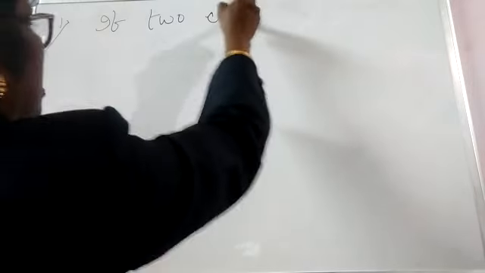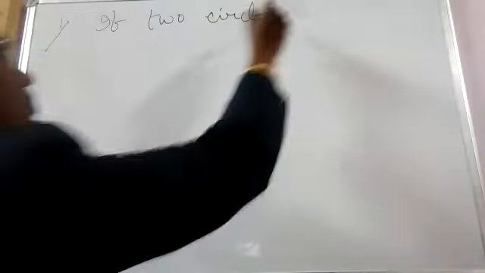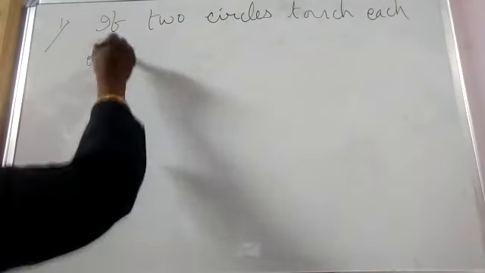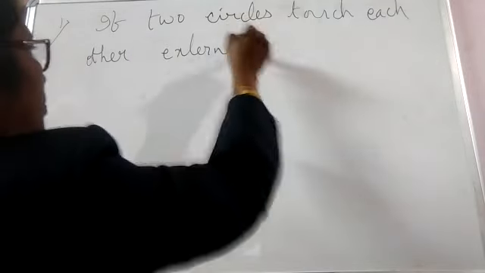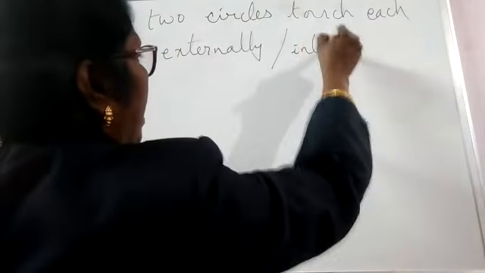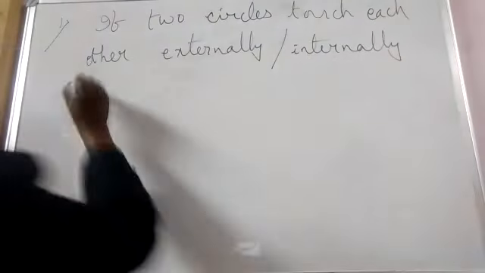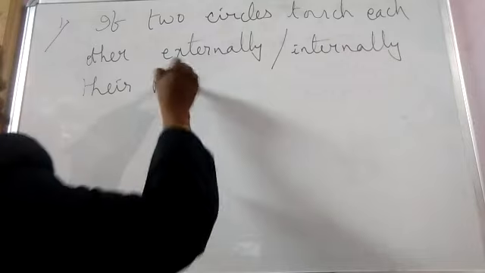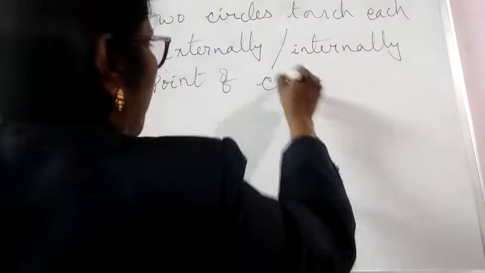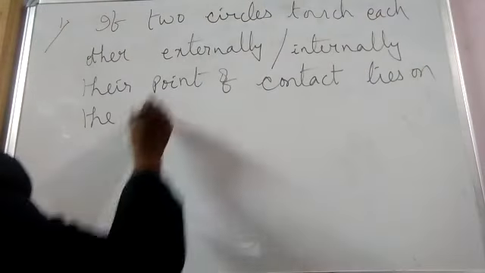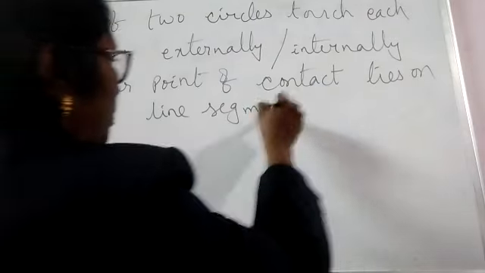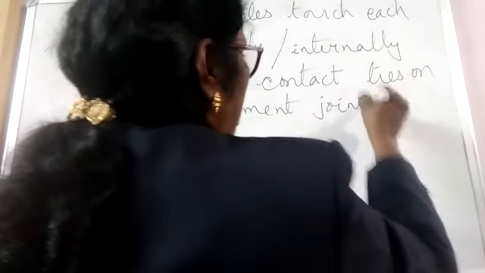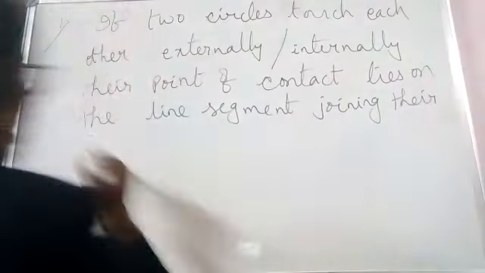In the form of property, if two circles touch each other externally or internally, their point of contact lies on the line segment joining the centers.